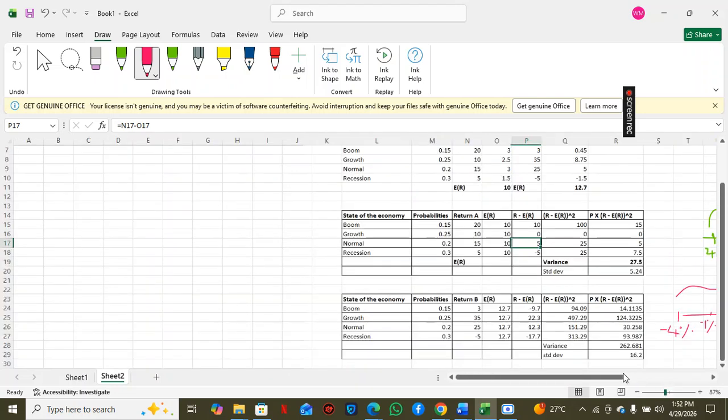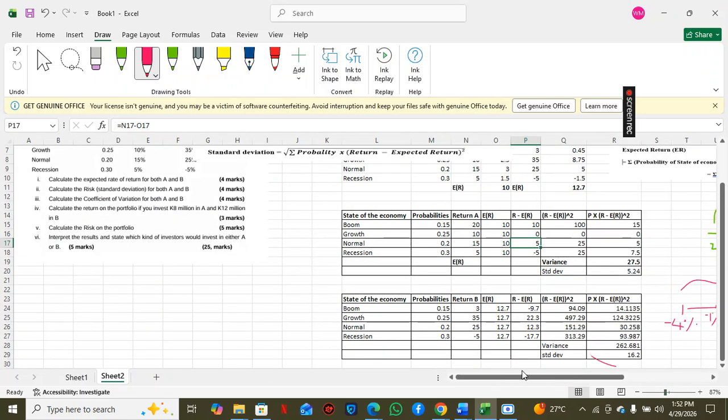Yes. Any questions before we go to the next part? We're calculating the coefficient of variation.